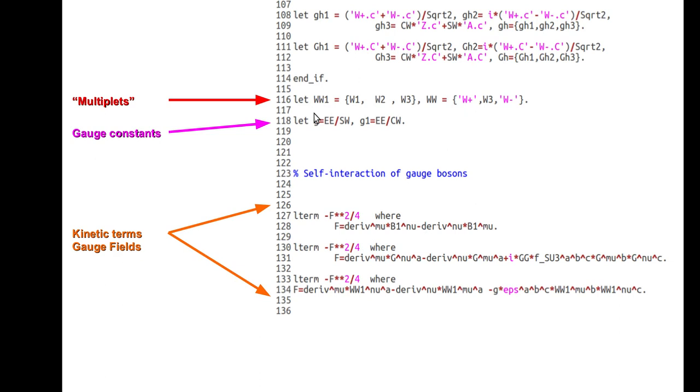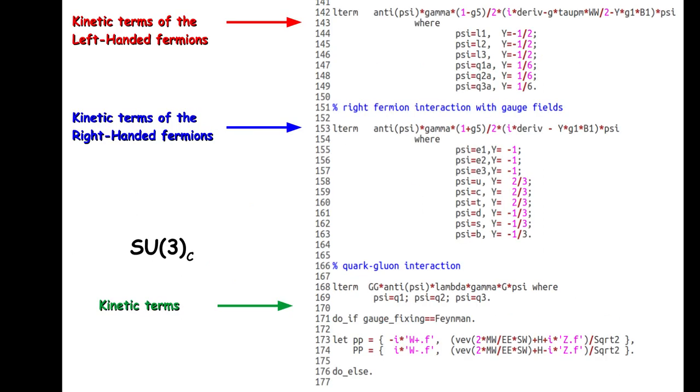to allow me to write down the Lagrangian terms in a compact form. And then it's like the standard model. I have to have the Feynman content, the gauge boson content, the parameters defined. Then I need to have the self-interaction of the gauge bosons. After having the self-interaction of the gauge bosons, I have to add the kinetic terms of the left-handed and the right-handed fields, both for leptons and for quarks.